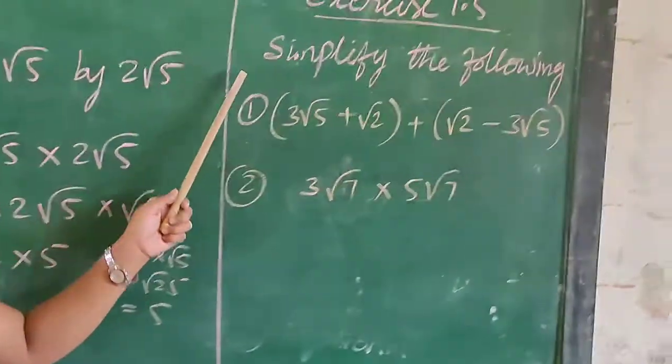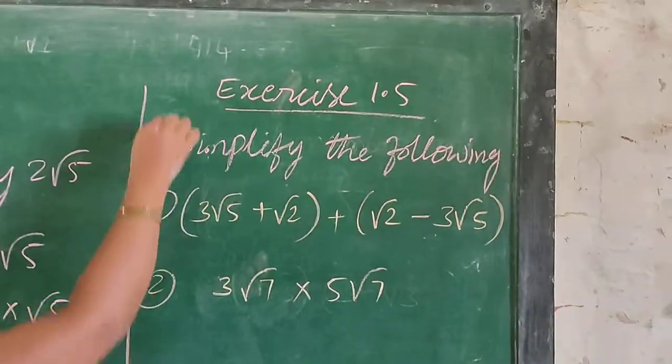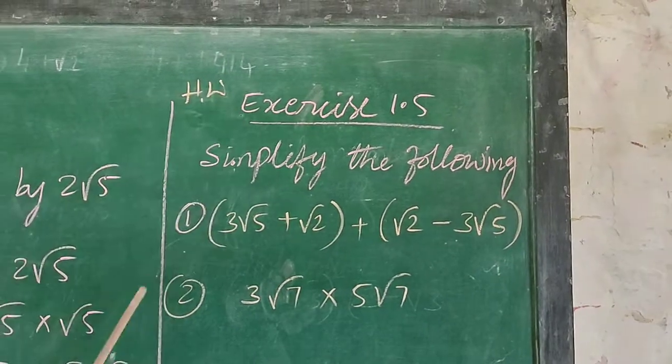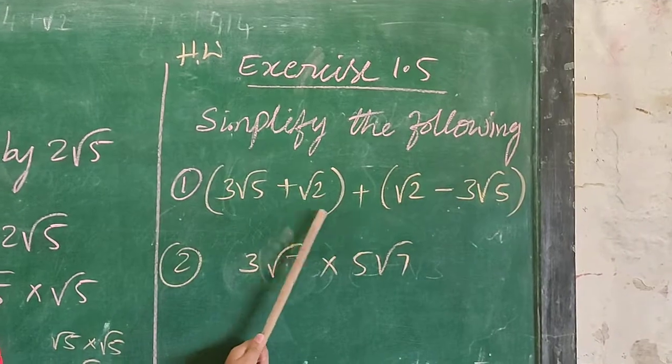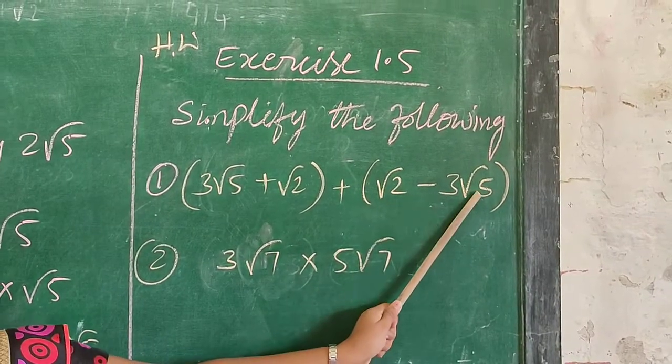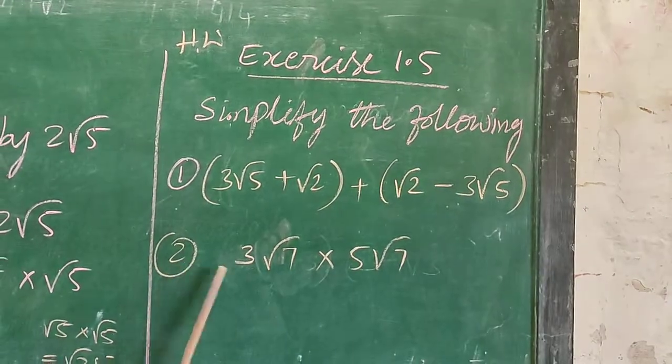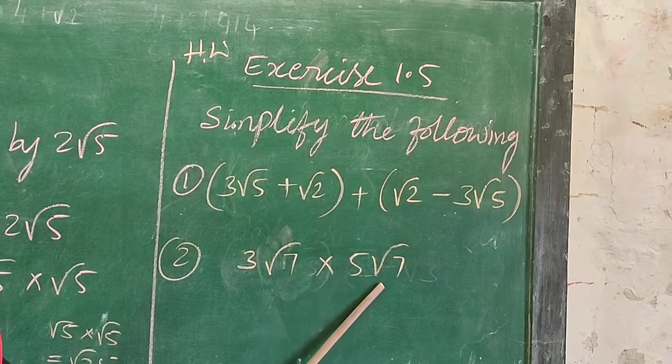Now take down an exercise problem. Now take down the homework, that is simplify the following. 3 root 5 plus root 2 plus root 2 minus 3 root 5. The second example is 3 root 7 into 5 root 7.